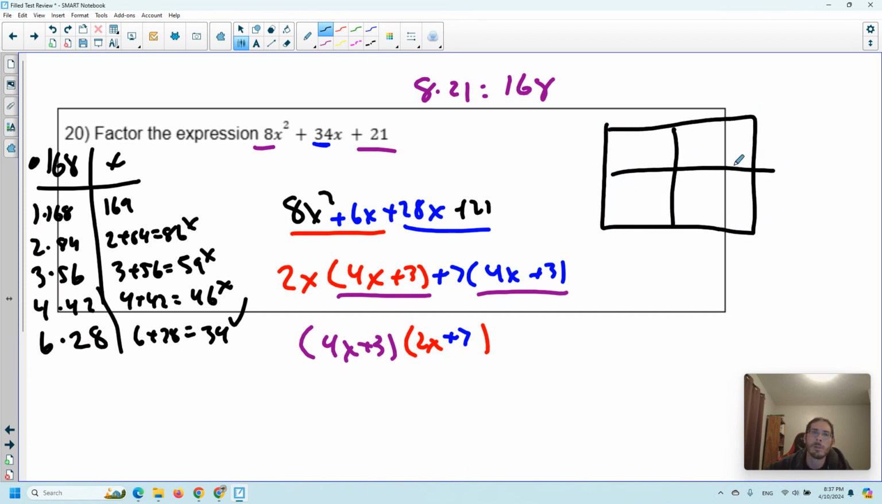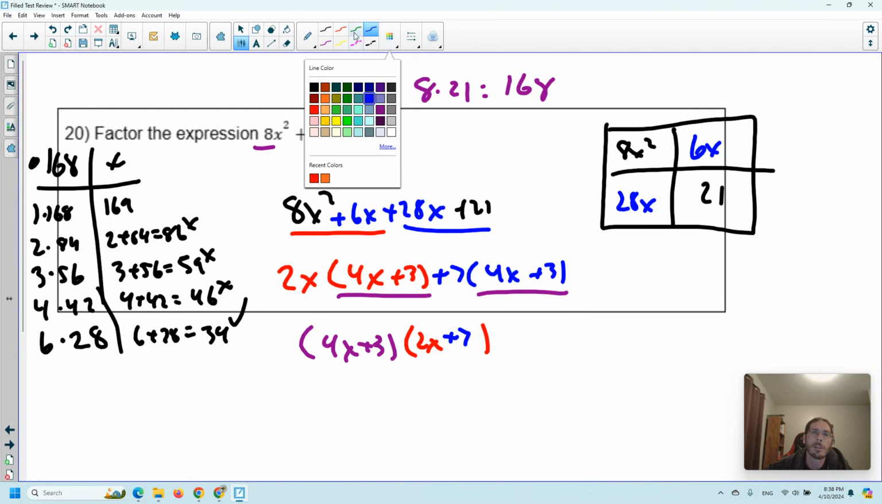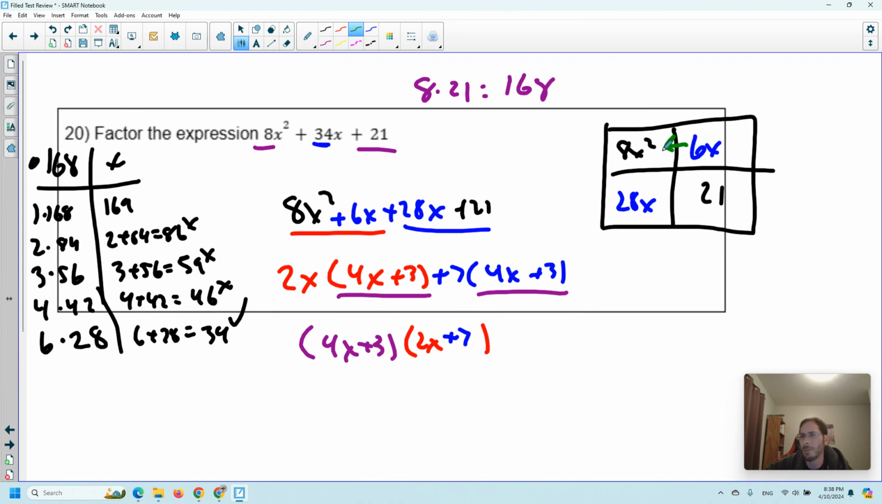For our area model, we got 8x squared. We got a 21. And then we split this 34 up into 6 and 28. So 6x and 28x. So again, I think what the greatest common factor is here, I can divide those both by 2. I can't pick 3 because that doesn't work here. 4 doesn't work here. 5 doesn't work anywhere. 6 doesn't work here. So yeah, it's got to be 2. They both have the x.